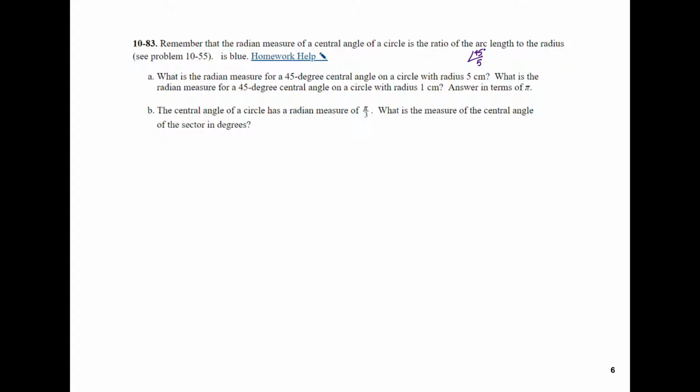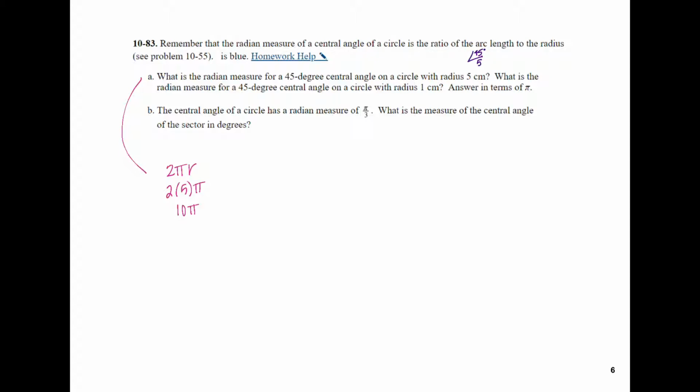So when we are trying to figure this out for problem A, the very first thing that we need to do is determine the circumference of our circle. So we use 2 pi r to determine the circumference, or the length of the outside of our circle. So when we replace this r with a 5, 2 times 5 pi gives me 10 pi.